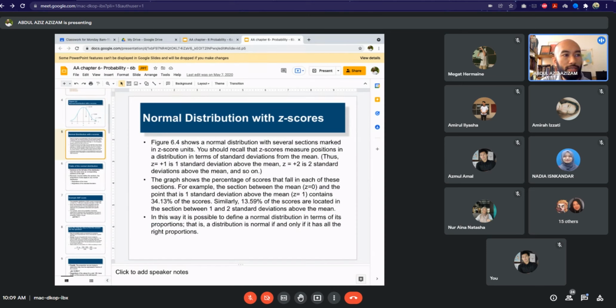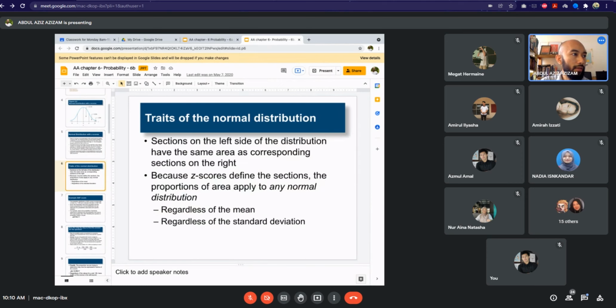In this way, it is possible to define a normal distribution in terms of its proportions. That is, a distribution is normal if it has all the right proportions. Okay, so sections on the left side of the distribution have the same area as the corresponding sections on the right. Okay, kita kena ingat bila normal distribution, the left side is equal to the right side. Okay, the left is always equal to the right side because Z-scores define the sections, the proportion of area applied to any normal distribution, regardless of the mean, regardless of standard deviation.